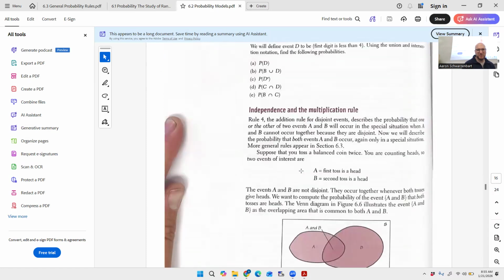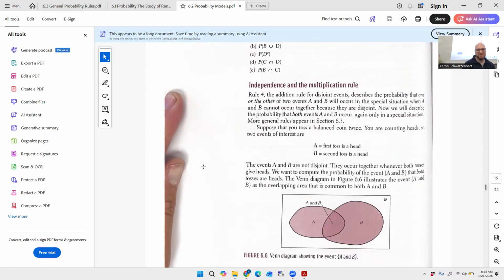Independence. So we talked about them, you have to multiply them. In the Venn diagram, P of A and B is this overlapping region. You guys are all comfortable with that.